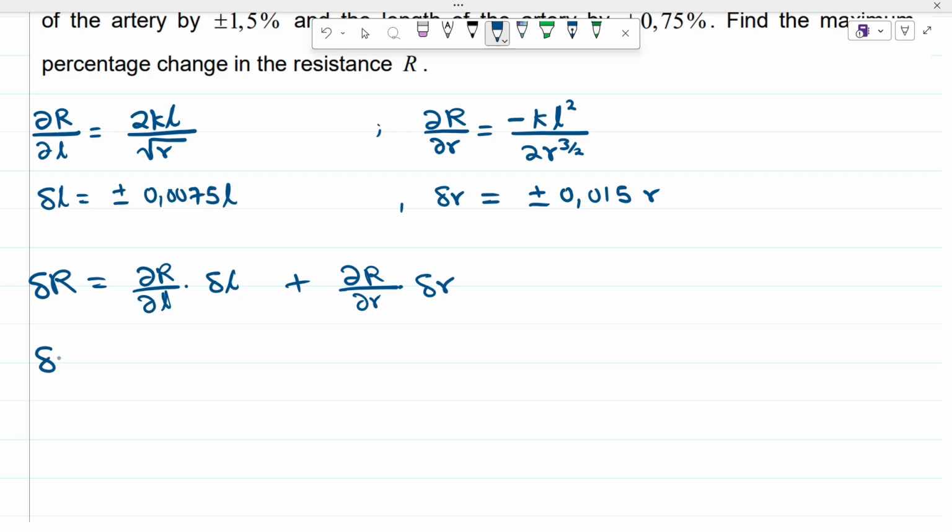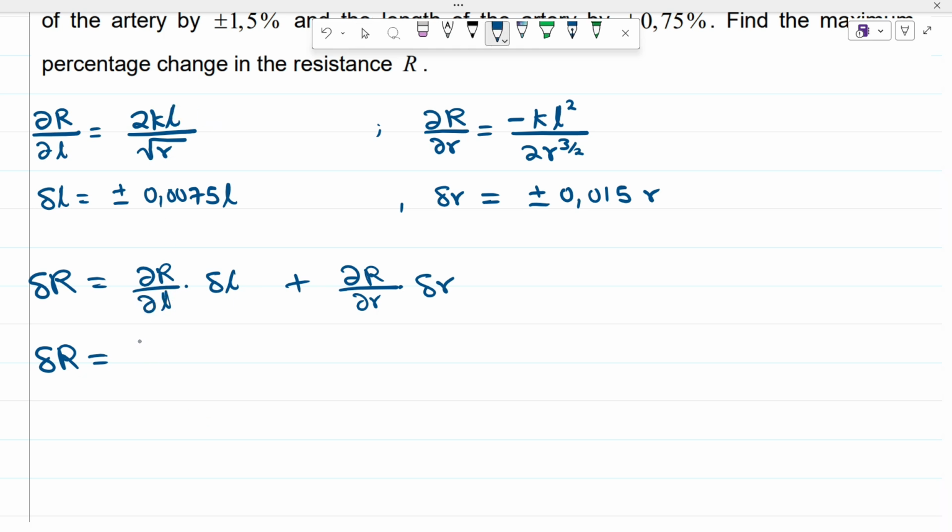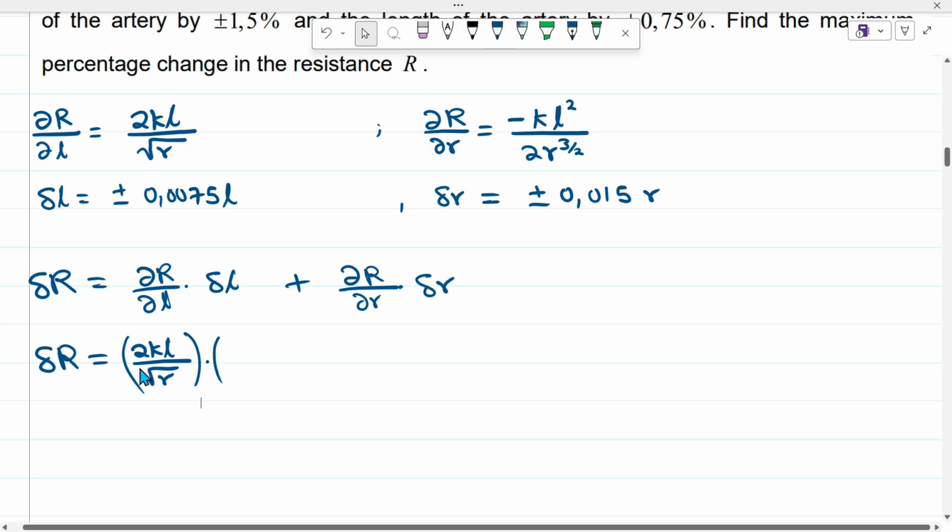The partial derivative of R with respect to L, we're just going to substitute this, which is 2KL divided by root of r, like that. Because this one is positive, for us to get a positive we just want positive signs here. So now we must substitute our small change in L.